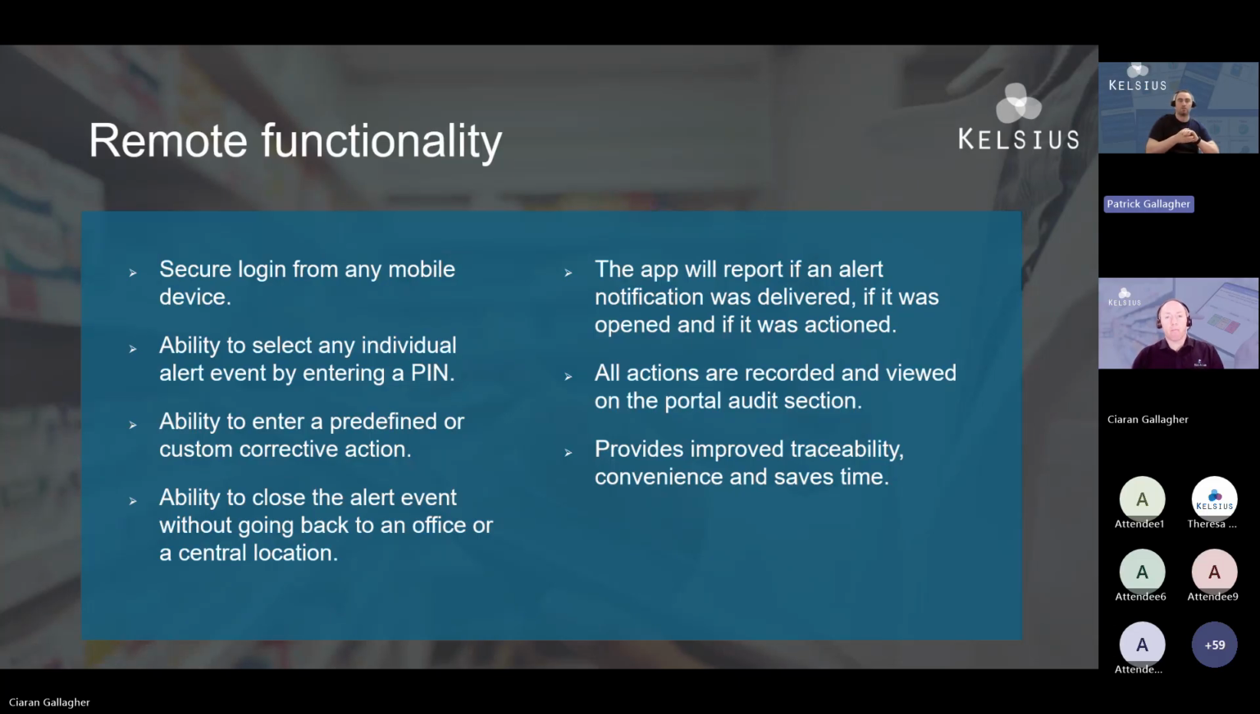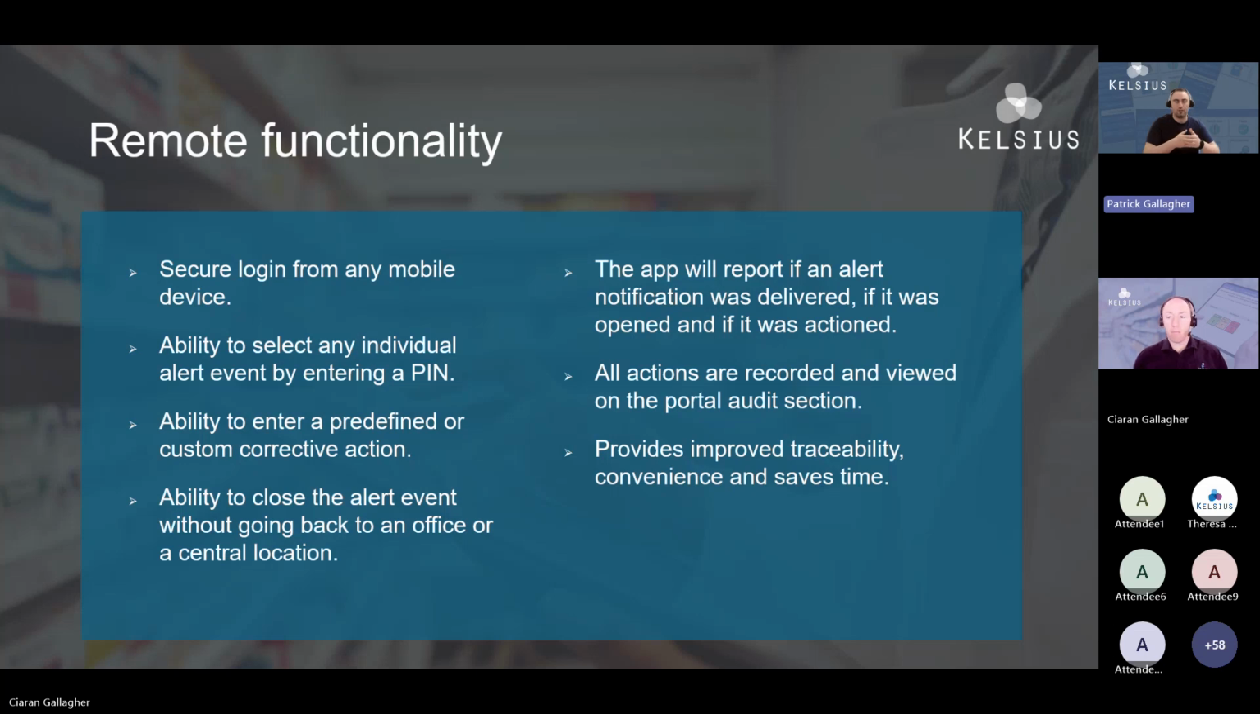So we touched on this remote functionality in our previous slide, but I'll just highlight some key points here. Again, you can log on from any mobile device. All you need is your Kelsius portal logon credentials. We can set up as many users as you like, and as many users can use the app as well. And there's the ability to select any individual alert event by entering a PIN. We can set up your system so that each user has their own PIN code, and they can sign off an alert event.